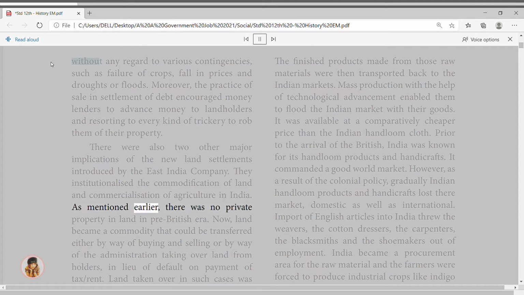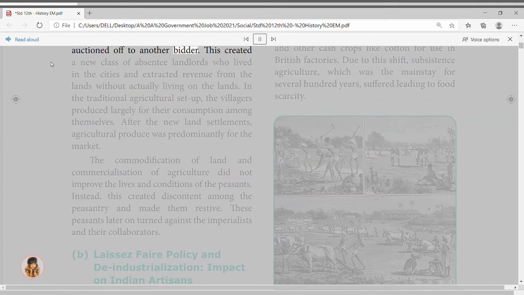As mentioned earlier, there was no private property in land in pre-British era. Now, land became a commodity that could be transferred either by way of buying and selling, or by way of the administration taking over land from holders, in lieu of default on payment of tax or rent. Land taken over in such cases was auctioned off to another bidder. This created a new class of absentee landlords who lived in the cities and extracted revenue from the lands without actually living on the lands.